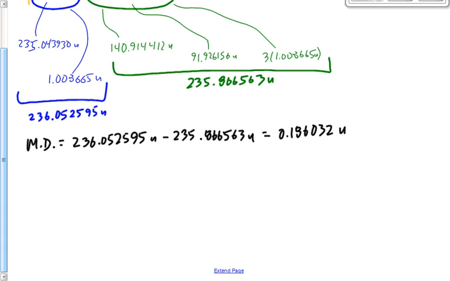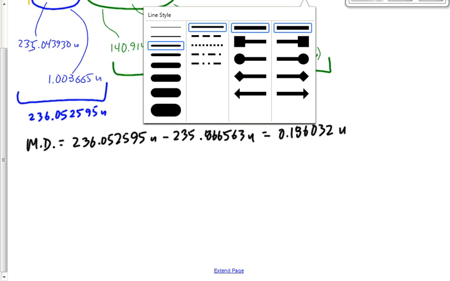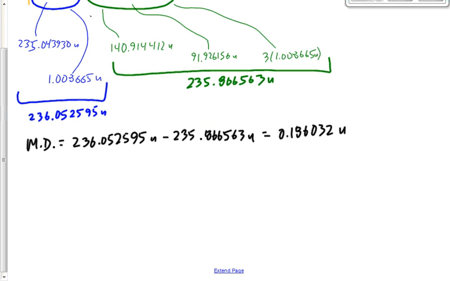So let's use the same general method as we use in converting electron volts. Instead of saying 1 electron volt equals 1.6 times 10 to the minus 19, we're going to say 1 atomic mass unit is 1.66 times 10 to the minus 27 kilograms. That means that 0.18032 atomic mass units is equal to X kilograms.